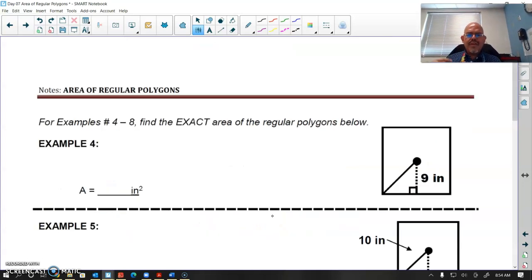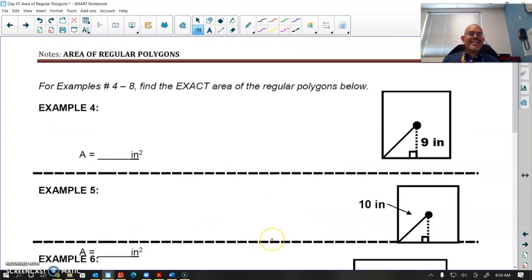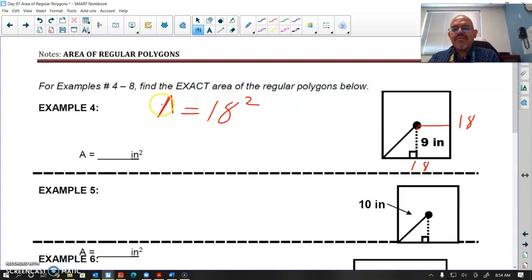Okay, so here's the exact area. We're going to do this as simply as possible. Look at this right here. The apothem is 9, but the apothem is half of the side length, so the side length is 18. And this is a square, so both sides are the same. So it's 18 squared, that's equal to our area: 324 units squared.